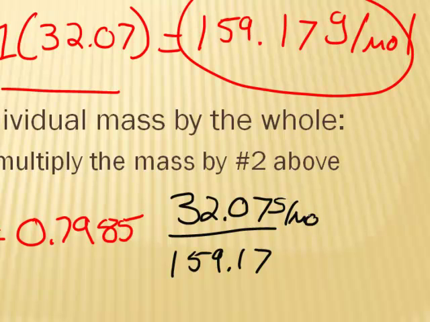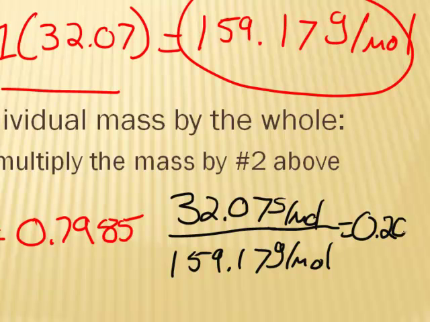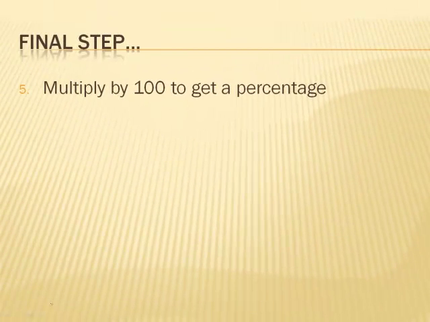These are grams per mole. If I do that, that's going to give me 0.2015. So those are my decimal percentages of each element, my decimal percentage of copper and my decimal percentage of sulfur. If I want to convert that to a percent, I've got to multiply those by 100. So that's step 5, multiply by 100.